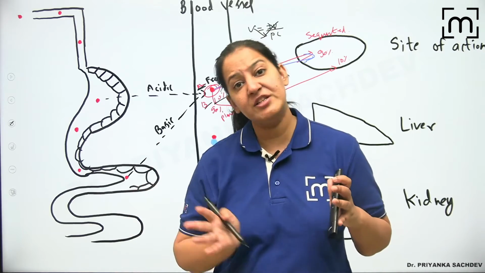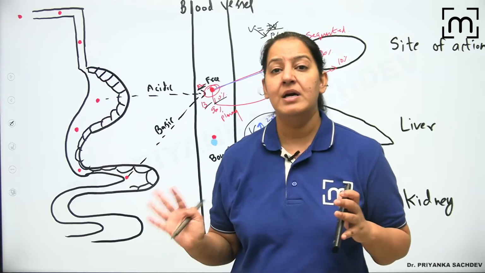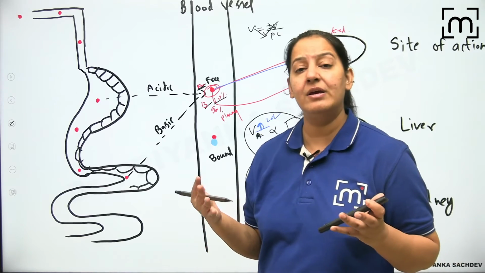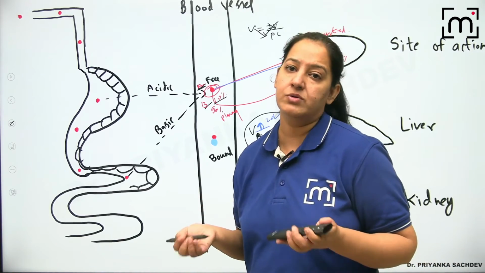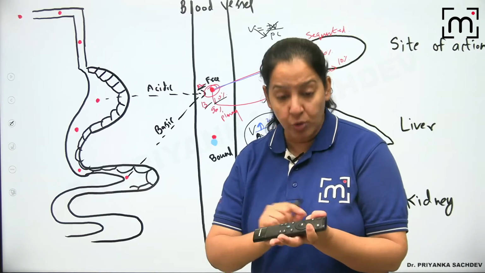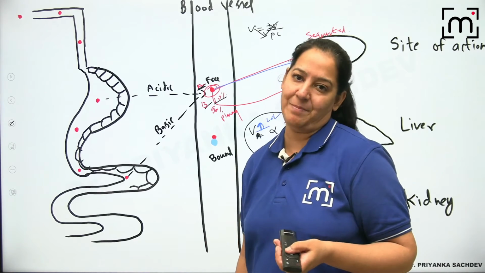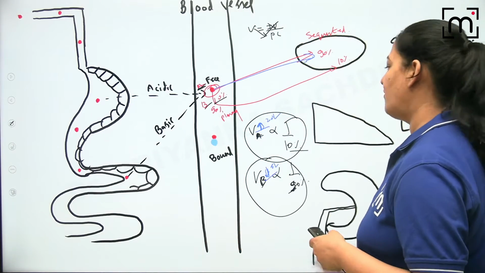So it is such a drug which maximum enters the tissue. Based on that, I can say what its onset of action will be, what its duration of action will be, how much dosing I have to do. All these things will depend on that. You got my point? So that is the volume of distribution.